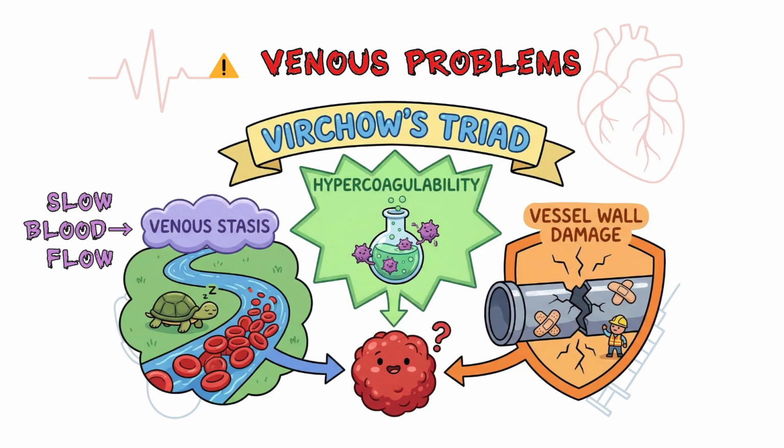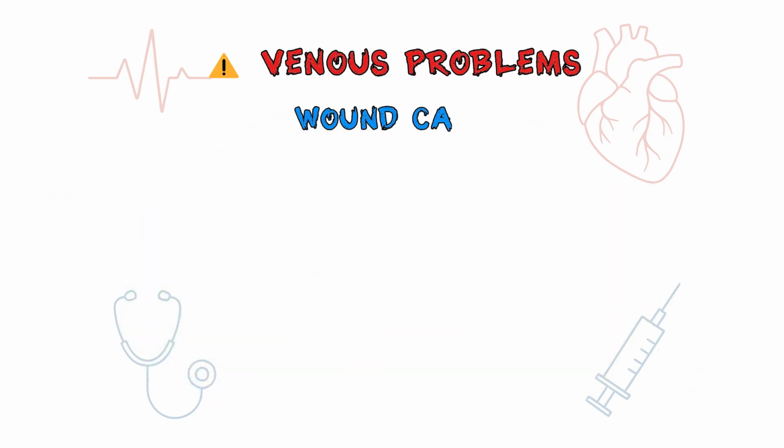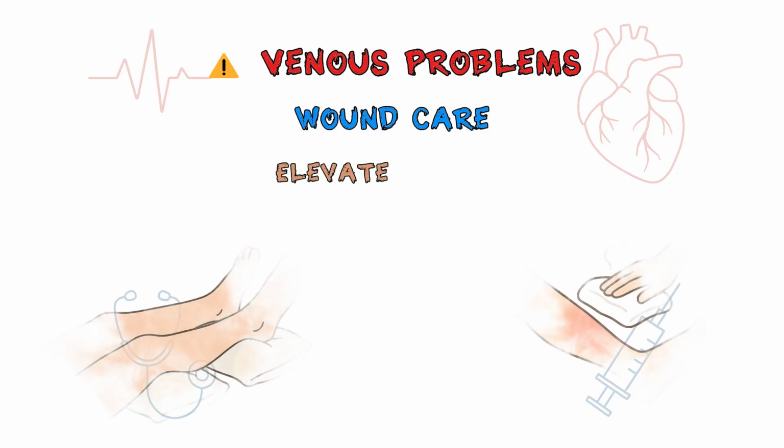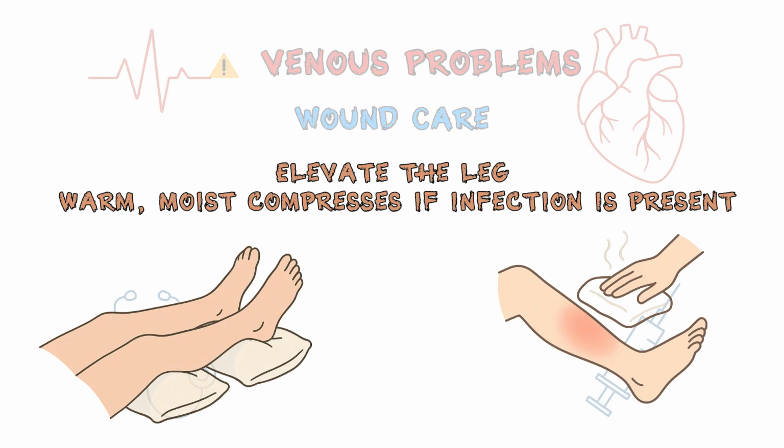Second, hypercoagulability, which means thick blood, usually from cancer, estrogen, dehydration. And number 3, vessel wall damage, from trauma or surgery. Wound care for venous issues includes elevating the legs and using warm, moist compresses if infection is present.